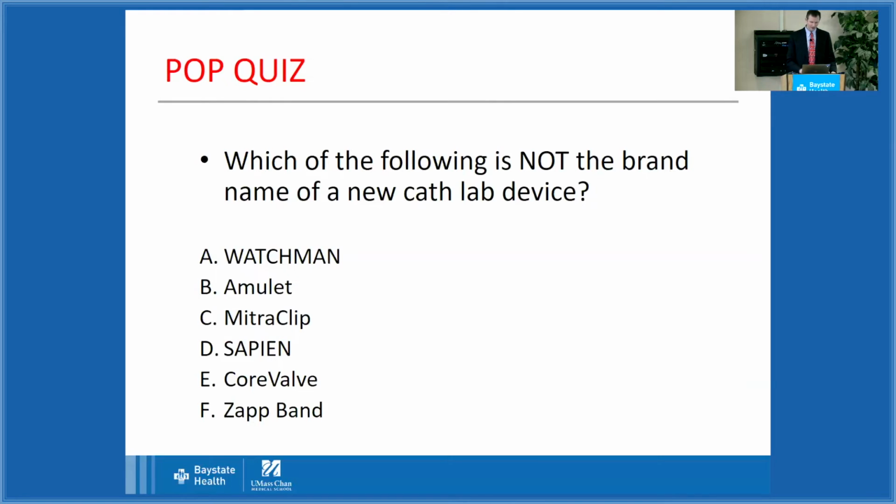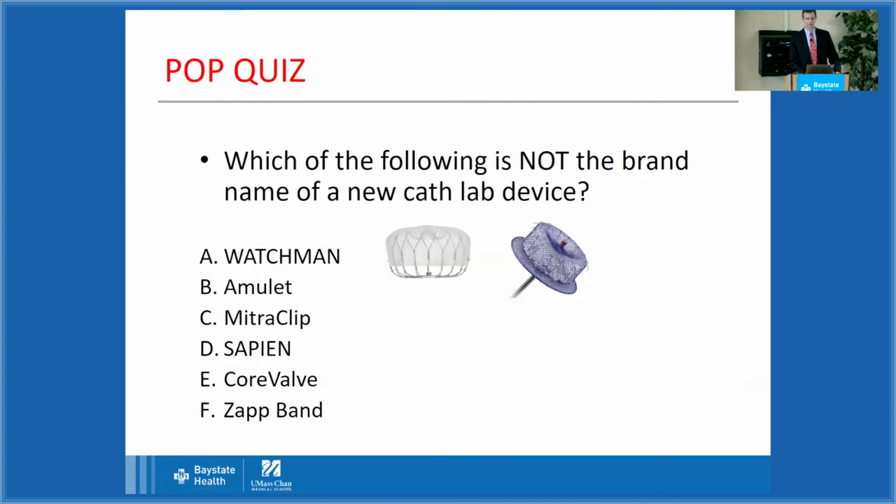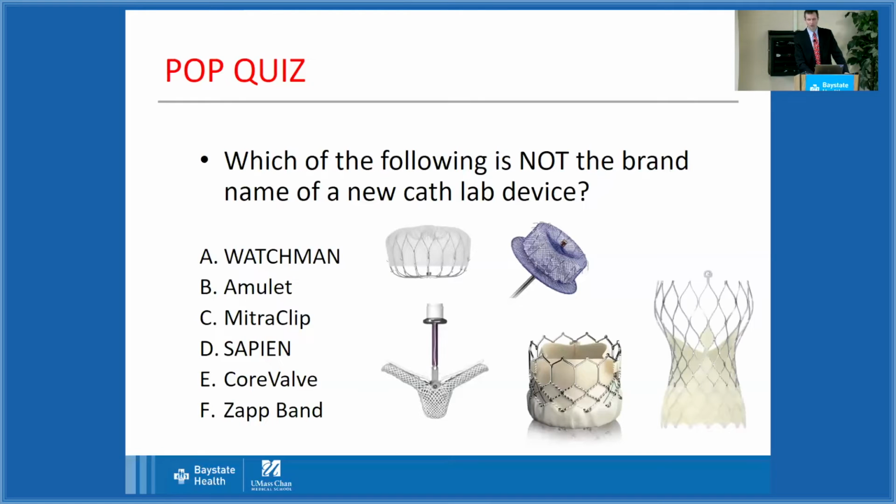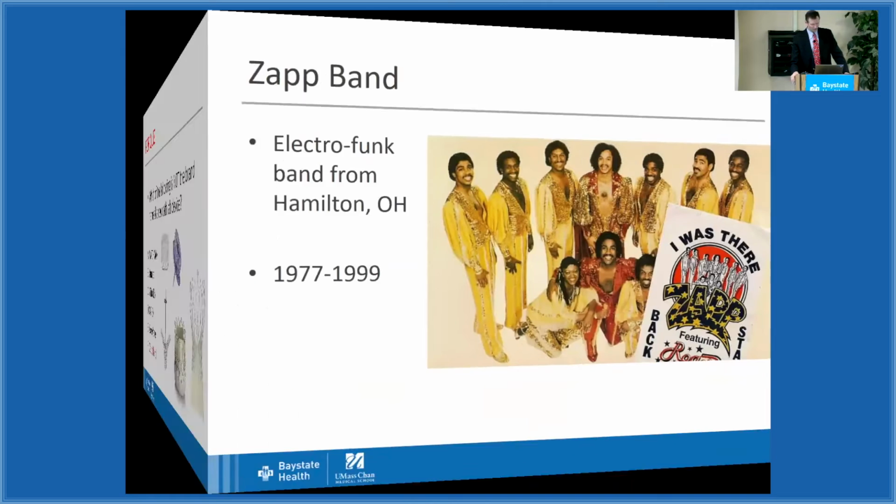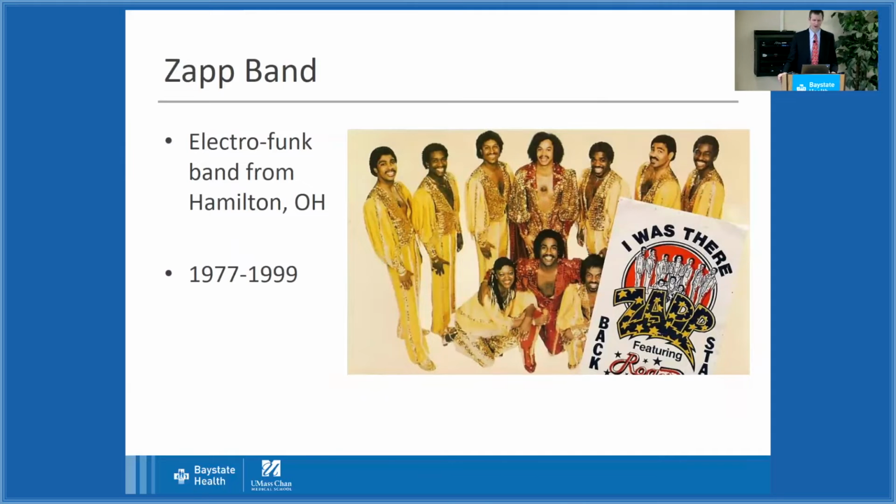Okay, well, it turns out Watchman is the device we passed around for the left atrial appendage. Amulet, the other device we passed around for the left atrial appendage. We will soon speak about MitraClip for mitral valve repair. And the Sapien and Core Valve devices are both aortic valve replacements. But the Zap Band was an electro-funk band from Hamilton, Ohio from 1977 to 1999. And I personally don't implant those in people.